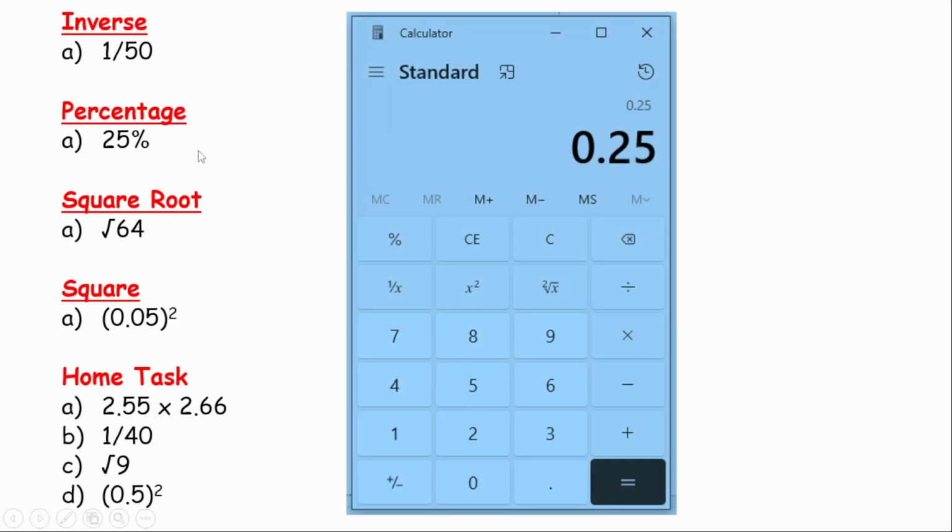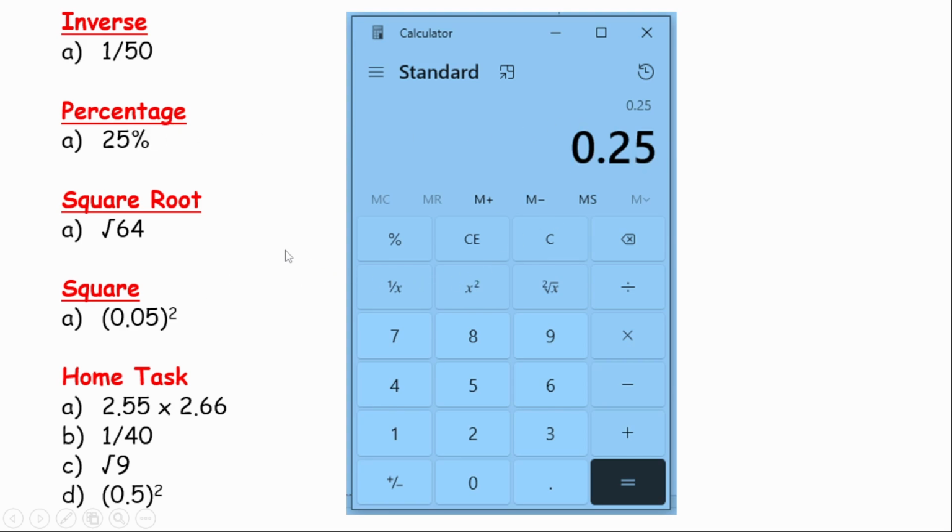Now let's go to the next operation, that is percentage. So we have 25%, and we intend to find 25%. To do that, all you have to do is press 25, then click on the percentage operator, and it gives you 25 all over 100, which gives you 0.25 as our answer. So 25% is actually 0.25 as our final answer.